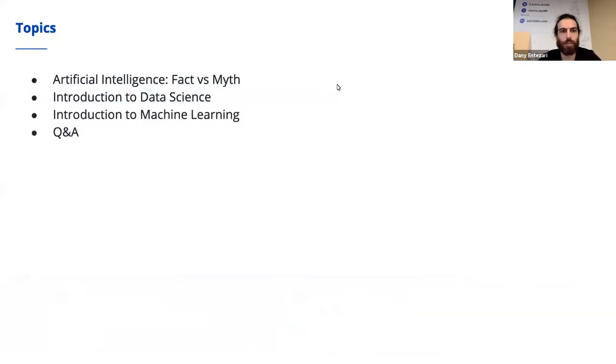Very good. Here's how we'll do it. We want to have a clear definition of artificial intelligence. What is fact and what is myth? And once we've done that, we will jump into a concept, a term, a practice, if you like, that is closely related to artificial intelligence, and that is data science. And once we know what data science is, we will jump into the heart of data science, which is machine learning. Okay.